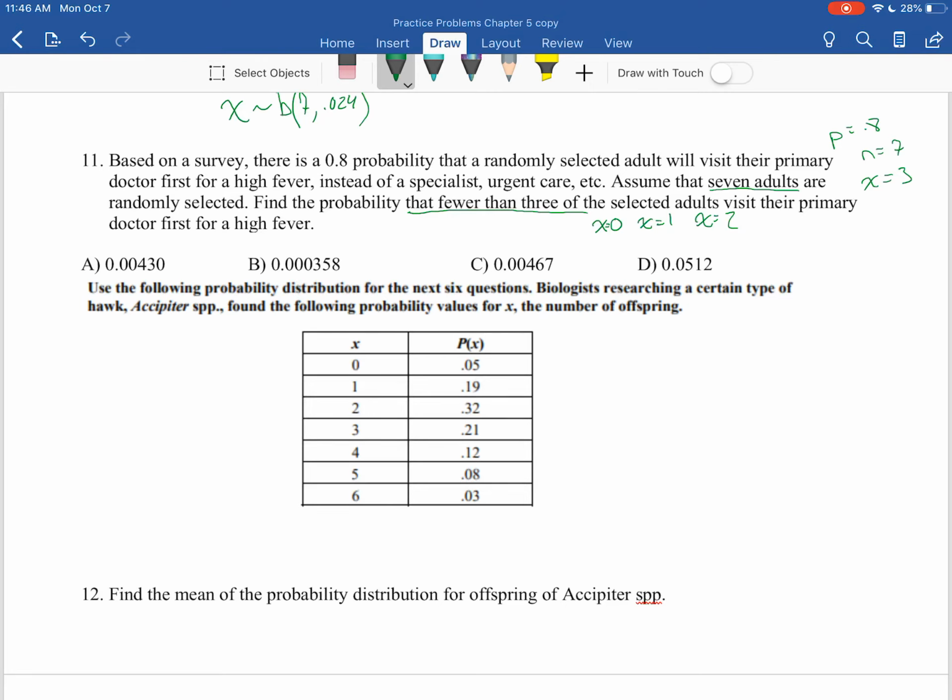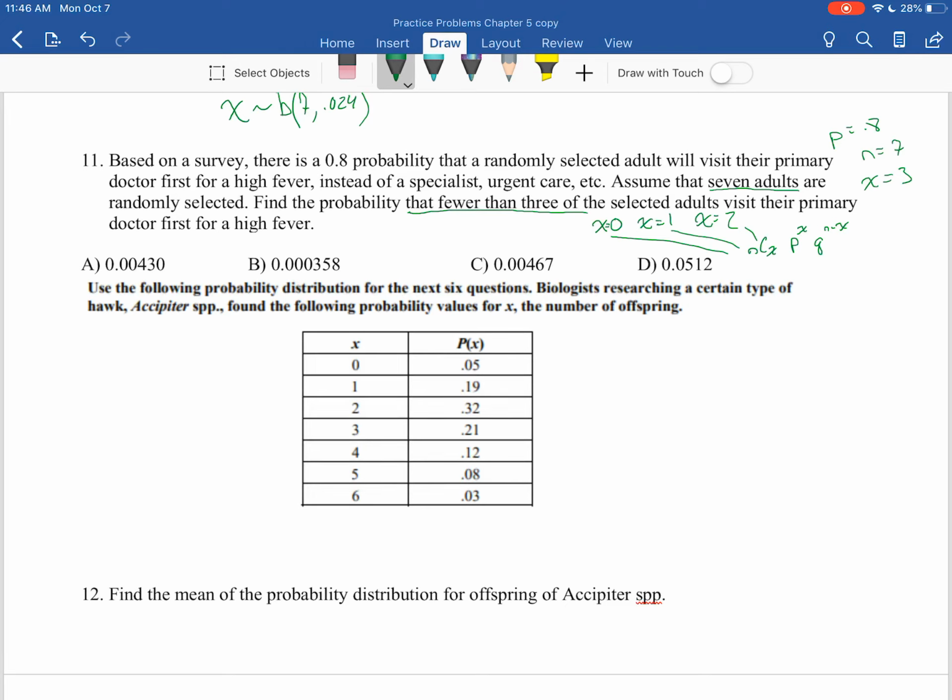And remember, our binomial distribution function is n C x, and your calculator has an r value, right? Times p to the x power, and then times q to the n minus x power. And we're going to have to do this 3 times, for when x equals 0, when x equals 1, and when x equals 2, and then add those probabilities all together to get the probability of finding fewer than 3 of these 7 adults that were selected.